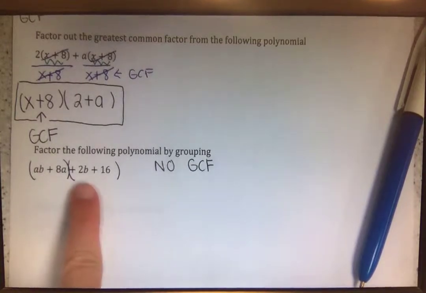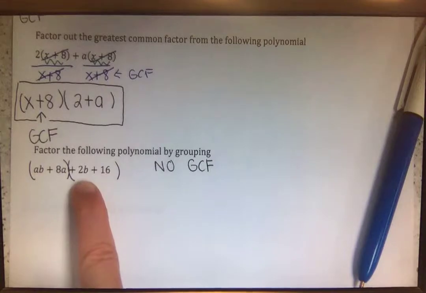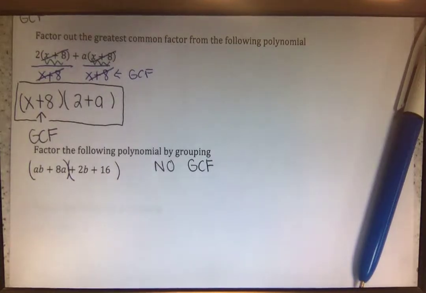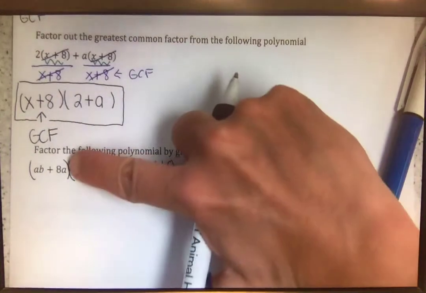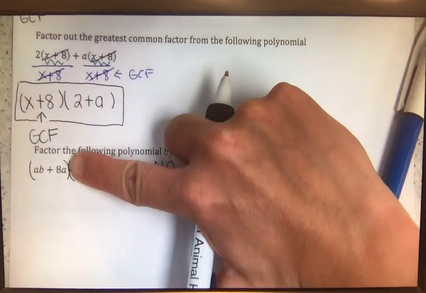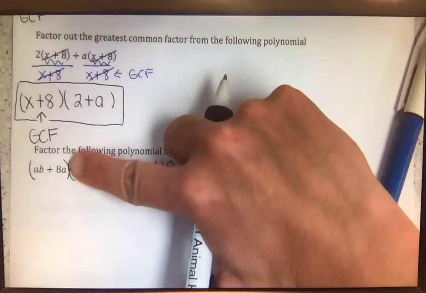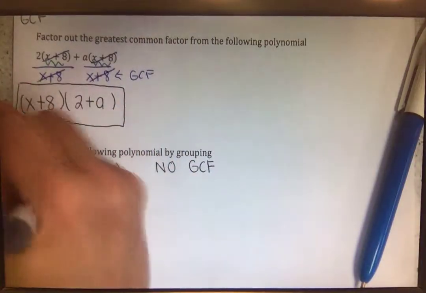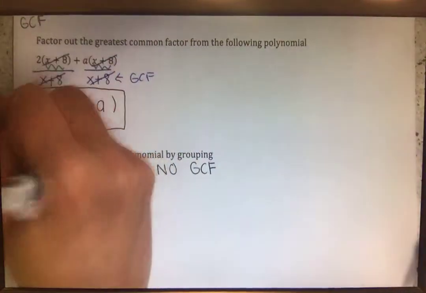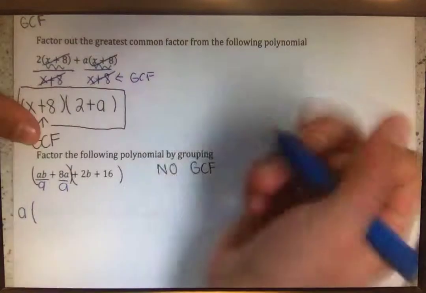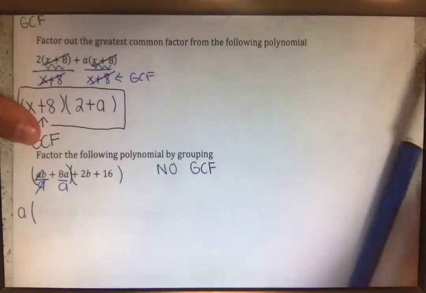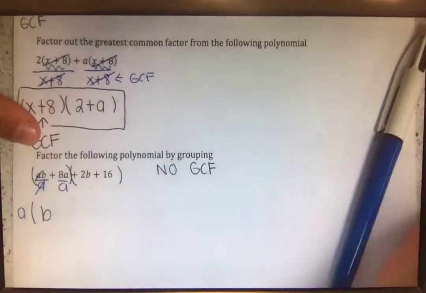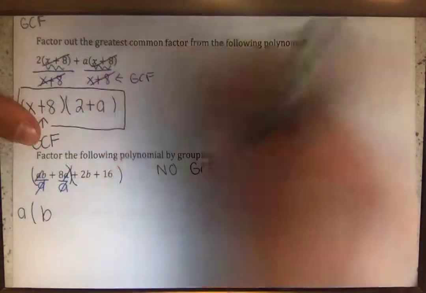Notice this 2b is positive, so I want to group that positive plus sign with the 2b. So looking at our first two terms, AB plus 8A, we're trying to see what do they have in common. We notice they both have an A in common, so we can factor or divide out an A from both terms. Our A's will cancel, we're left over with B. Again, our A's are canceled, we're left over with plus 8.